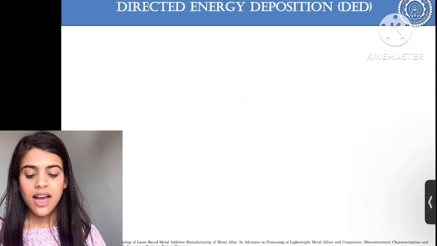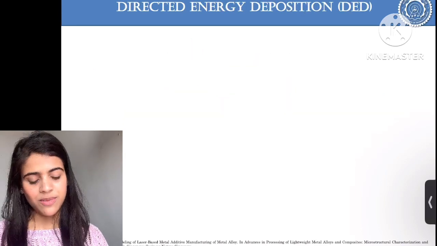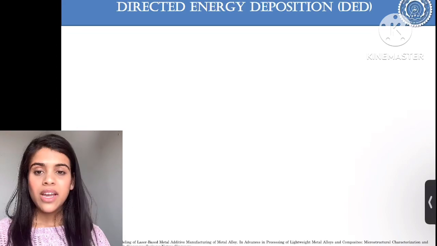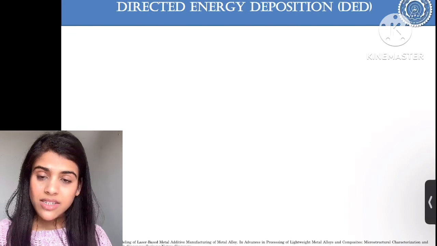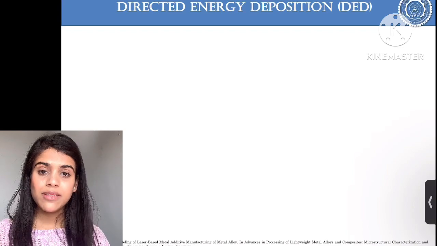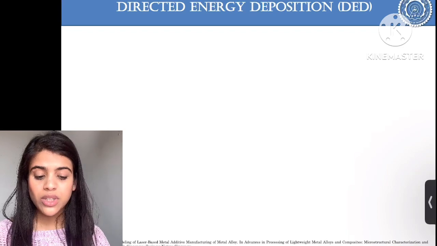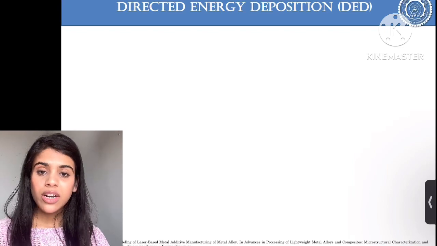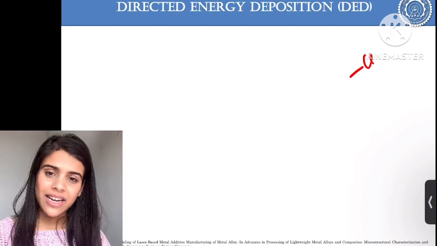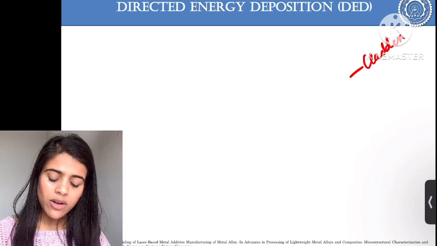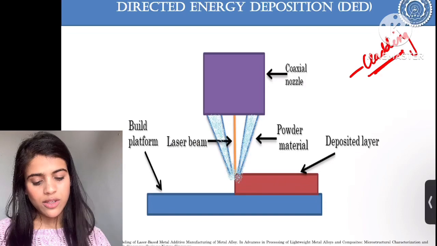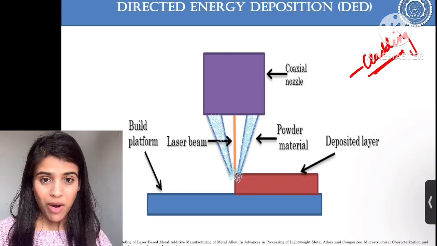The next and the last one is directed energy deposition. This is a very well-known process for metallic part printing. Again, it has been used by industries like automobile, aerospace, biomedical, everywhere people are using DED. DED is also used for cladding purposes. What is cladding, we'll know about it later on. And in DED also, the material is used in powder form.